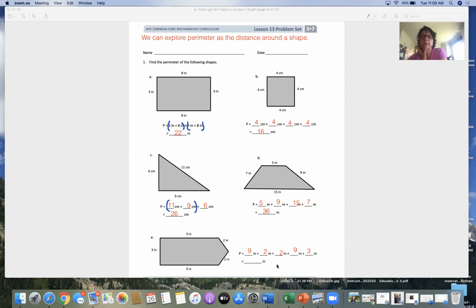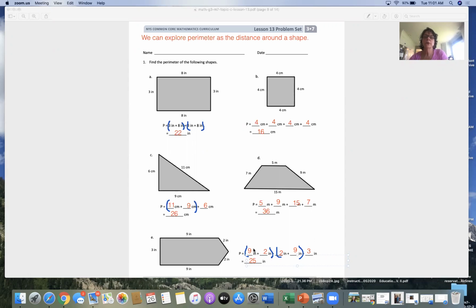Okay, I redid mine because I didn't go around in a clockwise motion, and I want them to represent the sides in that clockwise motion. So we had 9 and 2, 2 and 9, and 3 in our number sentence. So if I put parentheses around the 9 and the 2 to show that that is what I'm adding first, 9 and 2 is 11. And then it's 2 and 9, which also makes 11. So I've got 11 plus 11, which is 22, plus 3 more would give me a total of 25 inches.